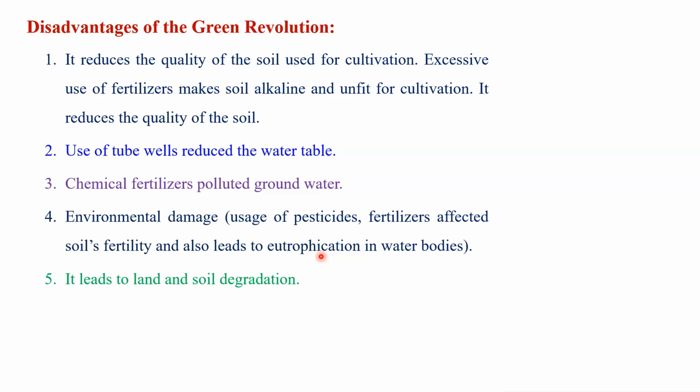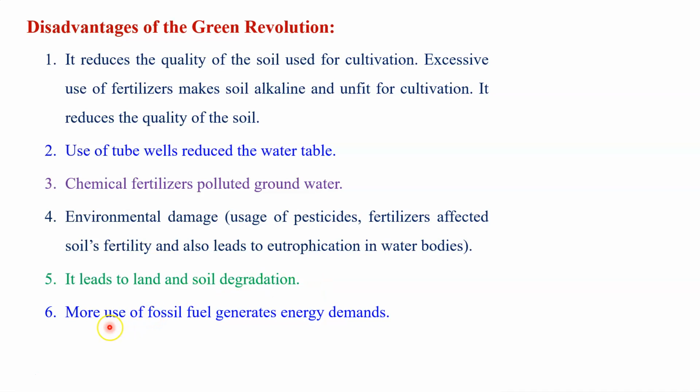Another important disadvantage of this program was that it led to land and soil degradation. Dear students, when we use various agricultural machinery for the various agricultural operations in the agriculture field, it directly or indirectly affected the soil quality and also caused land degradation. That's also a very important disadvantage we have seen during the implementation of this program.